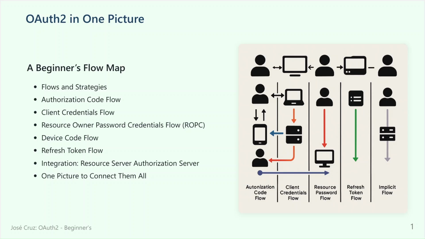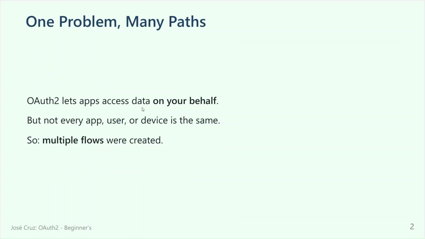Hello everyone. In this second episode, I will be talking about the 4 different flows that exist in OAuth2. So let's start first. What is the problem?